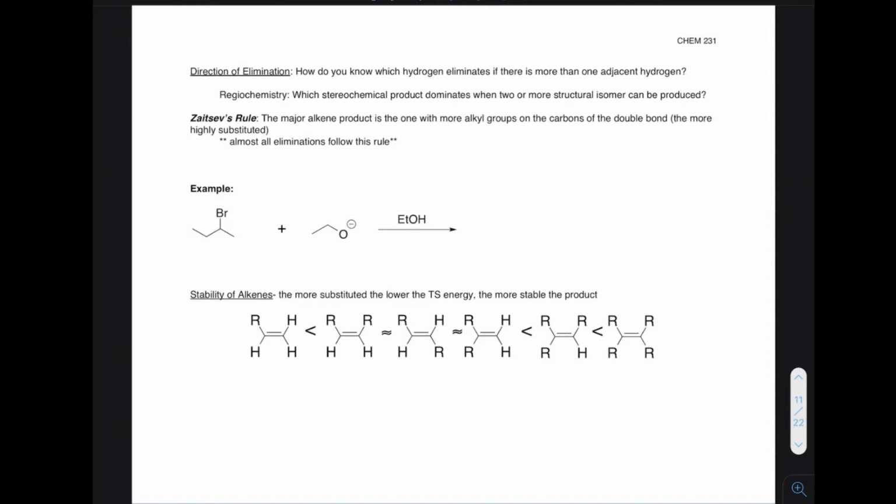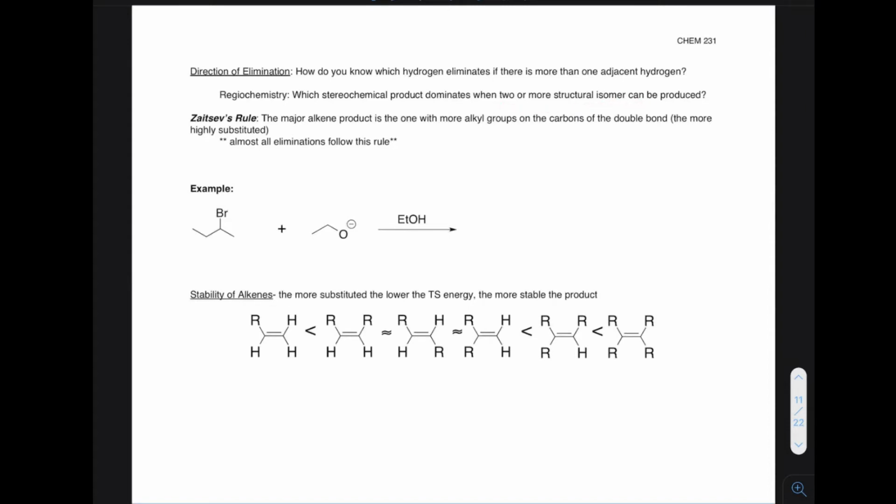So in this video we're going to keep talking about the E2 reaction, and in particular we're going to talk about the direction of elimination. So how do we know which hydrogen eliminates if there's more than one adjacent hydrogen to that electrophilic carbon that we are doing the elimination from? So one thing we have to consider is what is the regiochemistry of the reaction? Which product dominates when there are two or more structural isomers that can be produced?